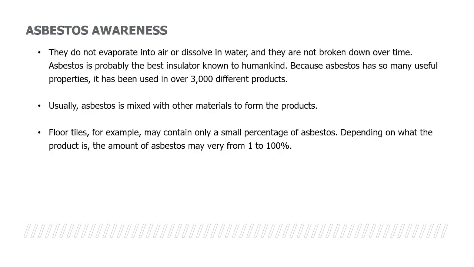It's very useful. It's used in over 3,000 different products. And usually asbestos is mixed in with other materials to form the products, so you'll find different percentages of asbestos depending on the product. For example, floor tiles may only contain a small percentage of asbestos, but again, depending on the product, that percentage of asbestos may vary from 1 to 100%.